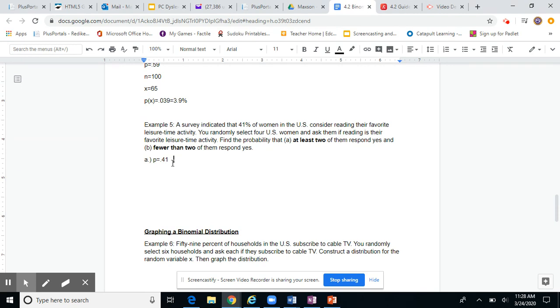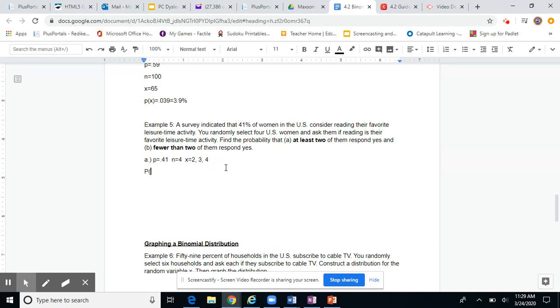That is our P. Our number of trials, it says you're selecting 4 women, so N would be 4. X for part A, at least 2. So if out of the 4 people you want at least 2, that means it could be 2 people, it could be 3, or it could be 4. It could be any of these numbers.